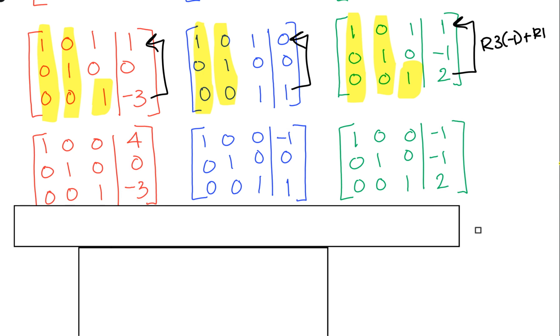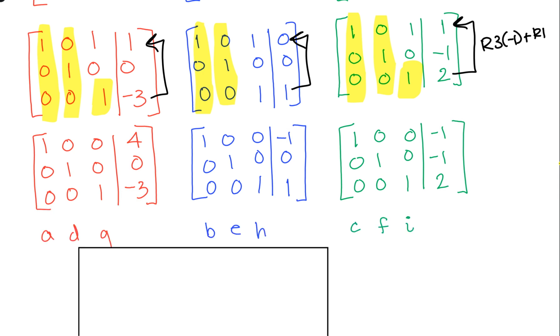Just remembering what my variables were. So here they are again. In the red one, the first column is A, then D, then G. In the blue, it's B, then E, then F. And in C, or the green, it's C, then F, then I.